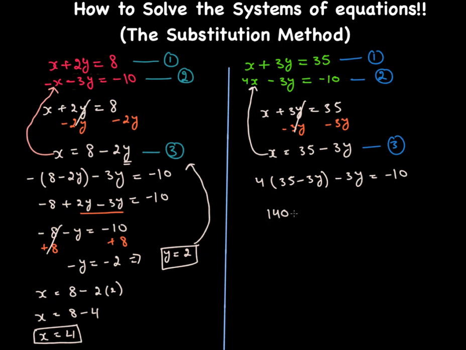4 times negative 3y, so I'm just distributing it. Remember, use the distributive property. We're going to distribute this 4 over here and there. So 4 times negative 3y is negative 12y, and negative 3y is equal to negative 10. And now add the like terms. Both of them are y, so we can add them. Both are negative, so we can add them, and the sign will be negative, and this gives me 15y.